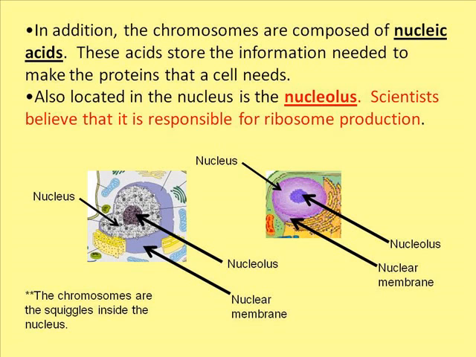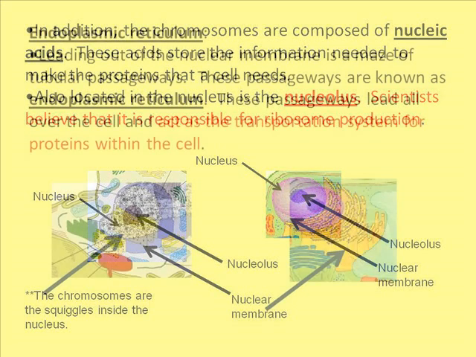So on the right-hand side below, you will see the plant cell. The purple is the nucleus. The dark purple in the center would be the nucleolus, and then you'll have the nuclear membrane surrounding the whole thing. In the picture on the left, the nucleus is kind of a grayish color. The nucleolus is the darker center, and the purple is the nuclear membrane. And in both pictures, you can kind of see some squiggles. Those squiggles would be the chromosomes.